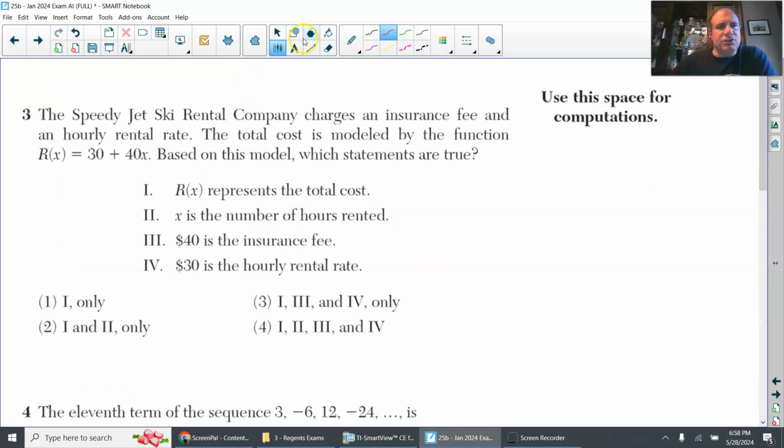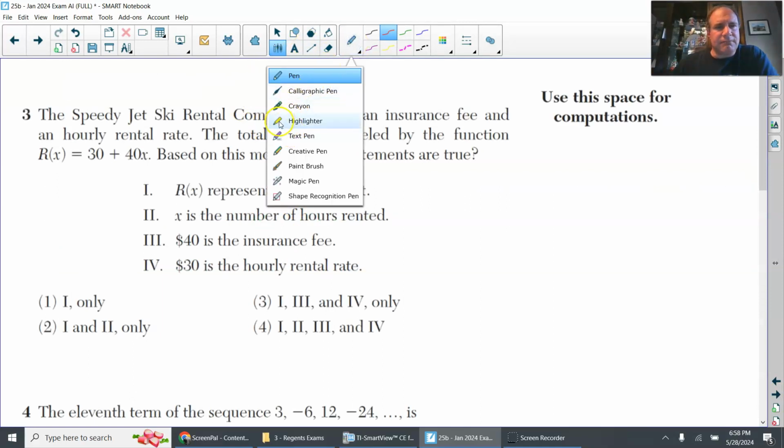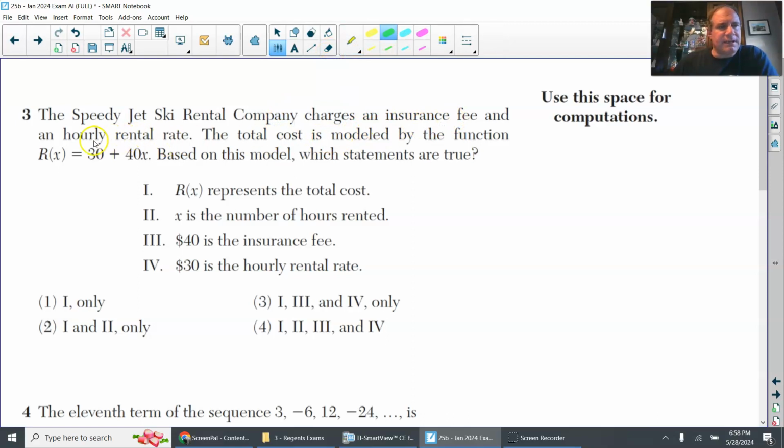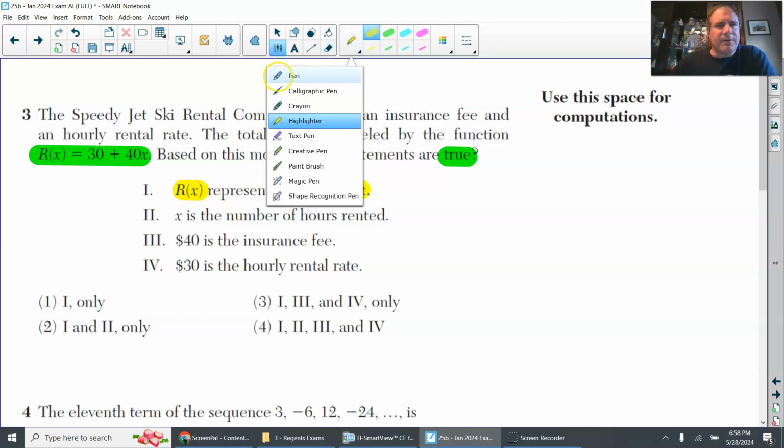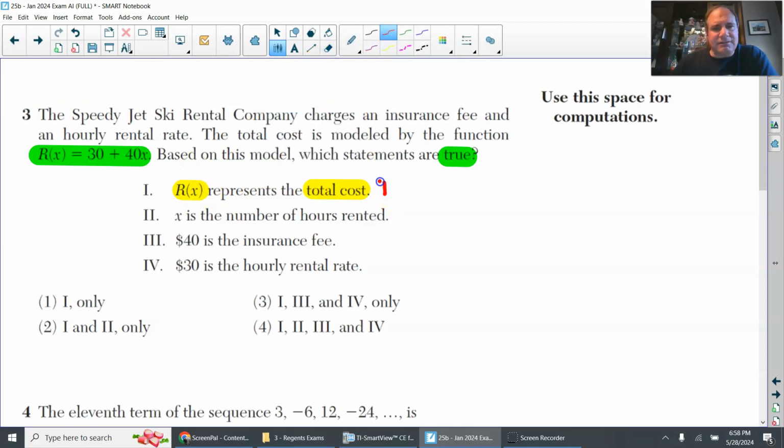Number 3, Speedy Jet Ski Rental Company charges an insurance fee and an hourly rate. The total cost is modeled by this function right here. This is very important. Based on this model, which statements are true? All right, so R of x represents the total cost. That is true. Remember, R of x, it's like the y. And y is always representative of the total of anything. So x is the number of hours rented.